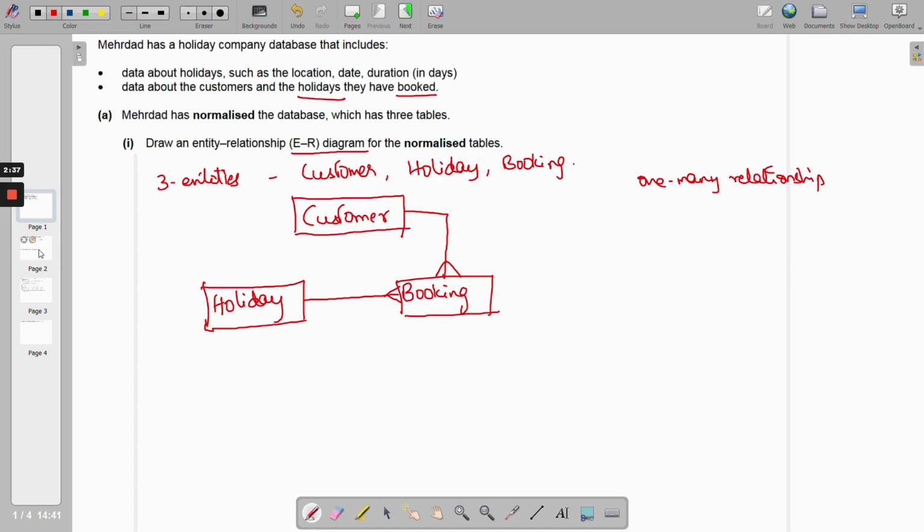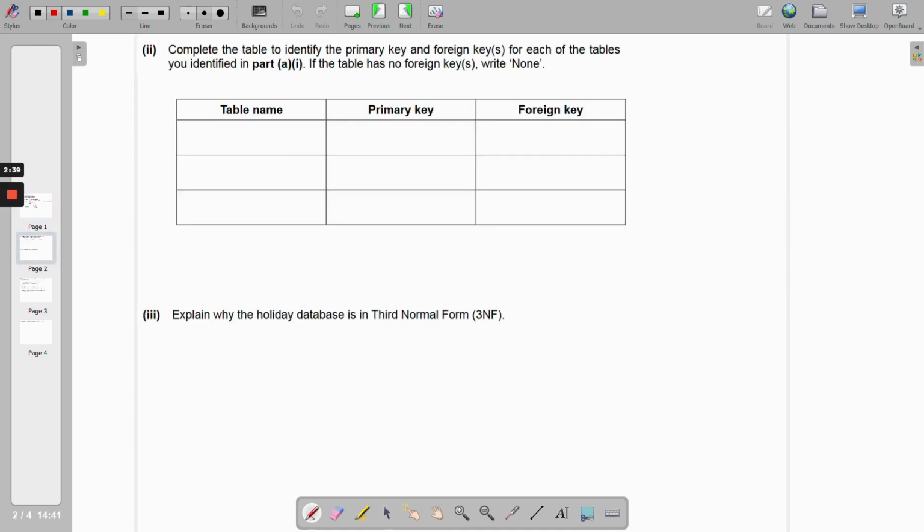Now we go to the second part of the question. Complete the table to identify the primary key and foreign keys for each of the tables you identified in part A. If the table has no foreign keys, write none. So we do have 3 entities. The first one was customer, so we write it in here. The second one was booking. And the third one was holiday. So we write down these.